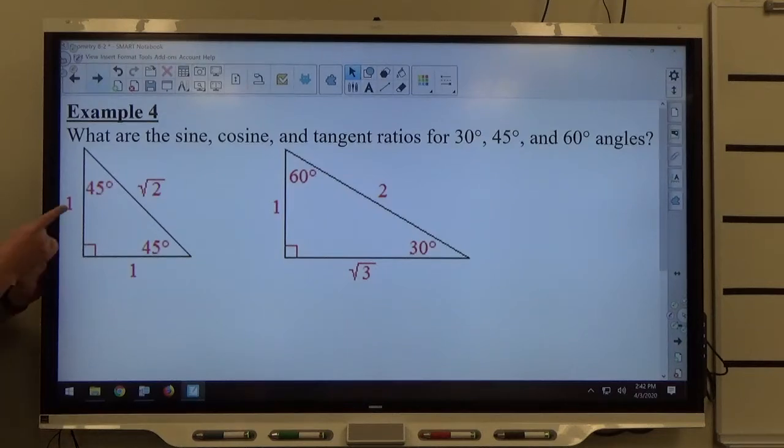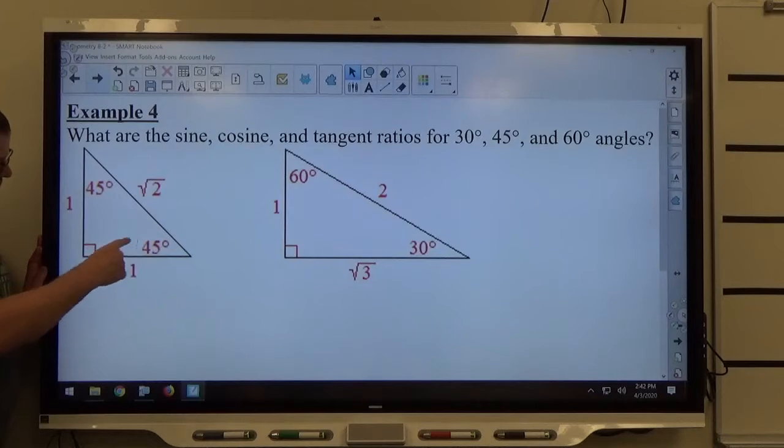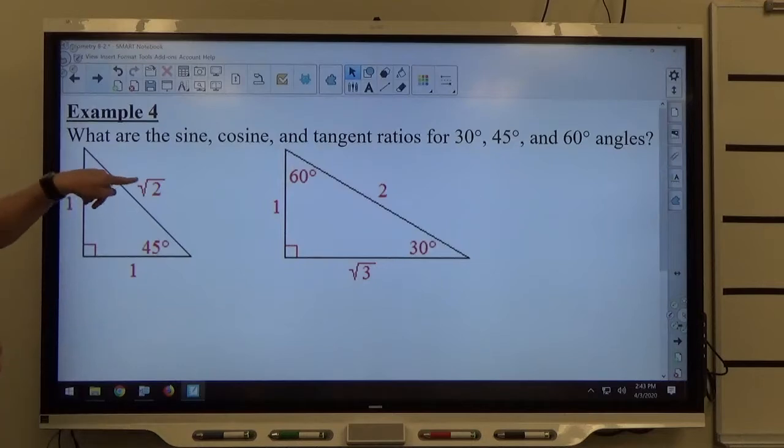Okay, so this is a 45, 45, 90 right triangle. You can see this is a 90 degree angle. 45 and 45 adds up to 90 for a total of 180. This is also sometimes referred to as an isosceles right triangle. As you can see, the two equal angles are 45. The sides opposite are both the same measure, 1 and 1. The hypotenuse here is square root of 2.